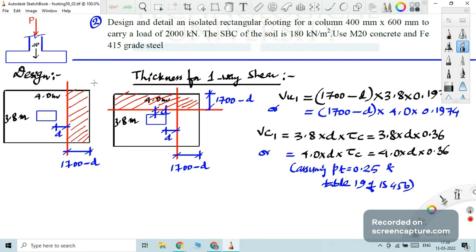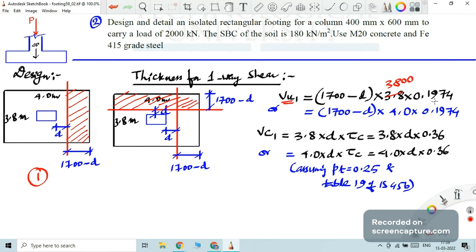So these are the two sections. For section number one, I have calculated VU1. VU1 is 1700 minus D into, not 3.8, this is 3800, into 0.1974, which is the soil pressure we have calculated. That is for section number one.